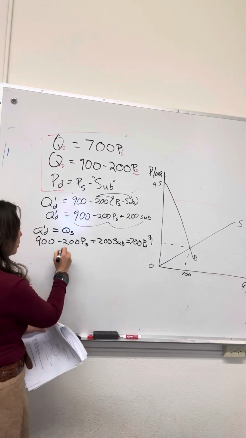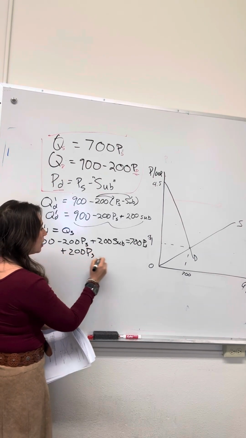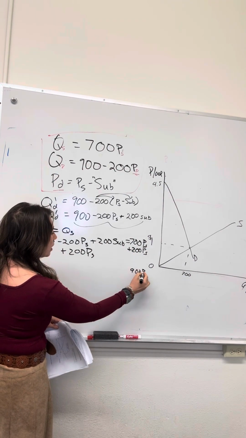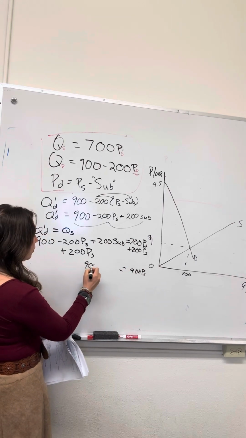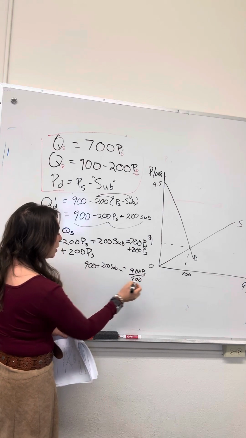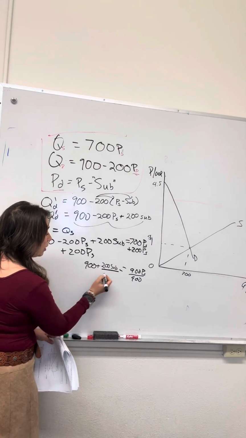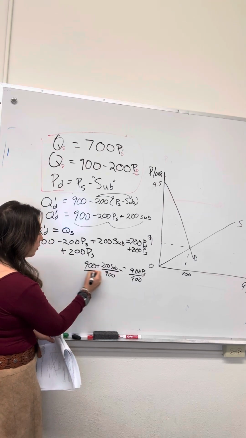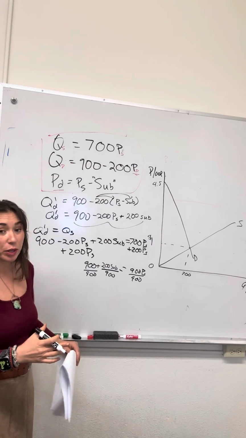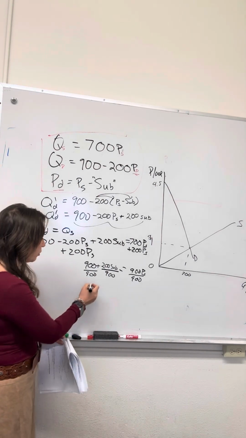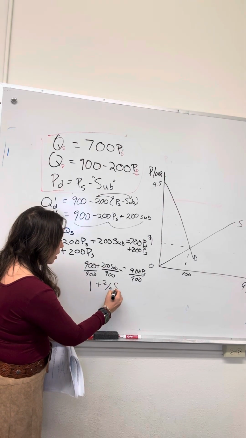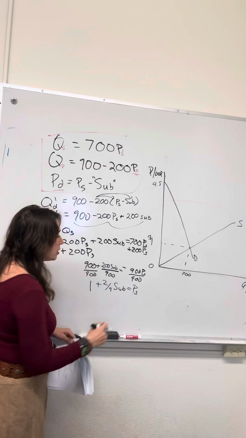Okay, I'm going to combine my terms. I'm going to add 200 PS to both sides, and I get 900 PS equals 900 plus 200 times the subsidy. I'm going to divide both sides by 900. Notice I'm dividing the 200 sub by 900, and also the other side of the plus sign by 900. I do that so I don't forget that I want two things. 900 divided by 900 is 1, plus 2/9 times the subsidy equals the price suppliers receive considering the subsidy.